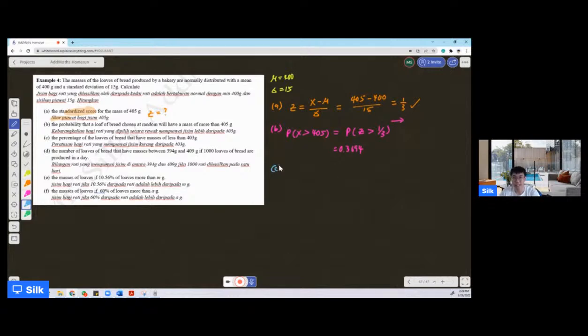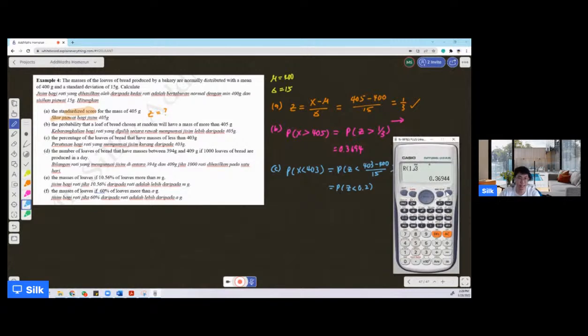So C, I want to find percentage. Before finding percentage, I find the probability first. That has less than 403. Less than 403, so I change to Z-score. Apply the formula, over 15. So I get P(Z less than 0.2). And then I press the calculator.